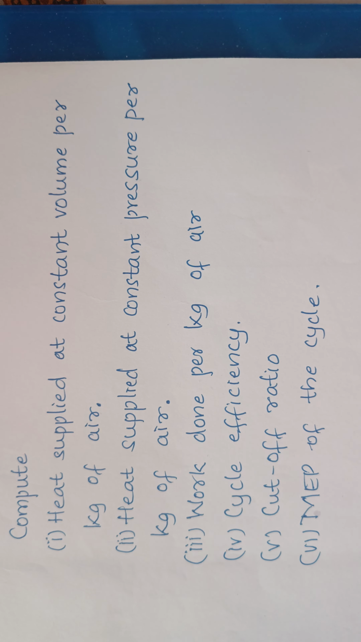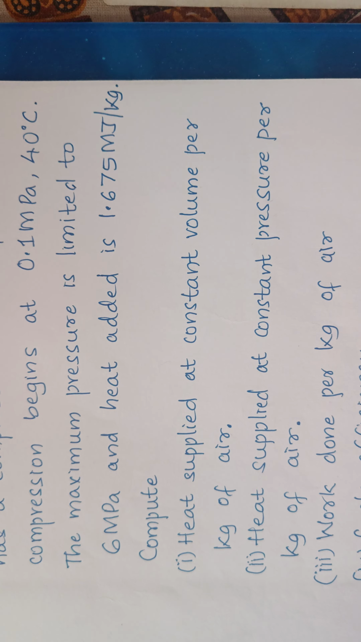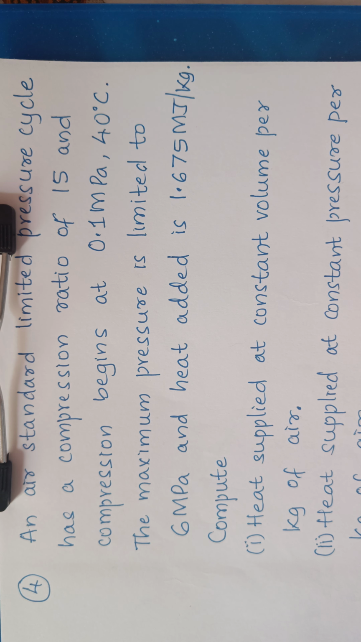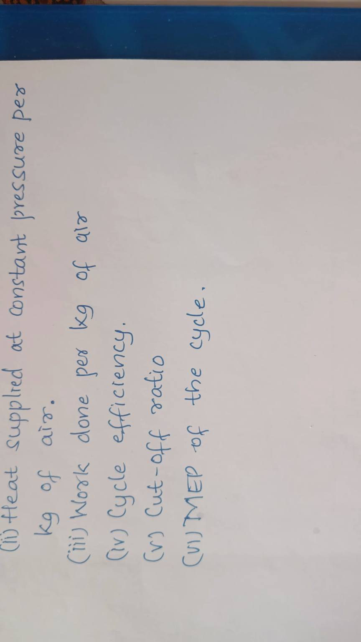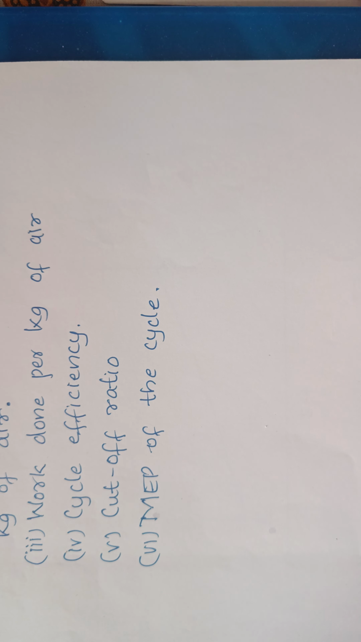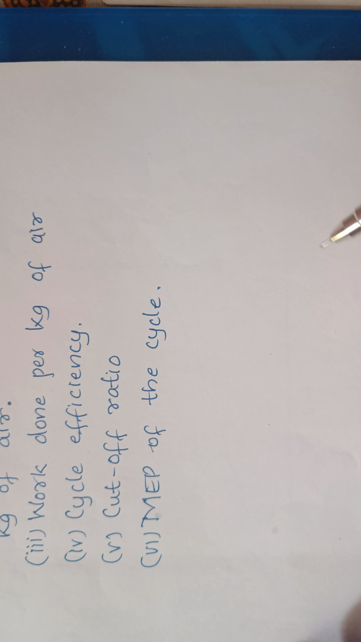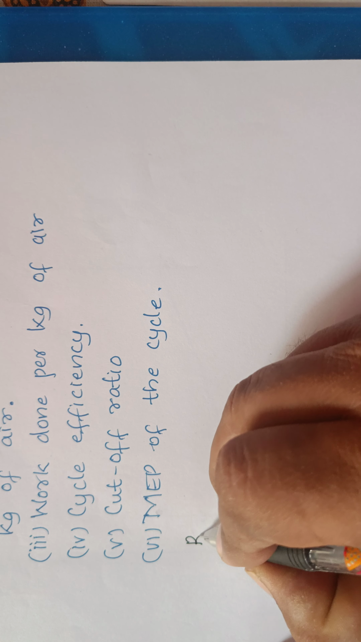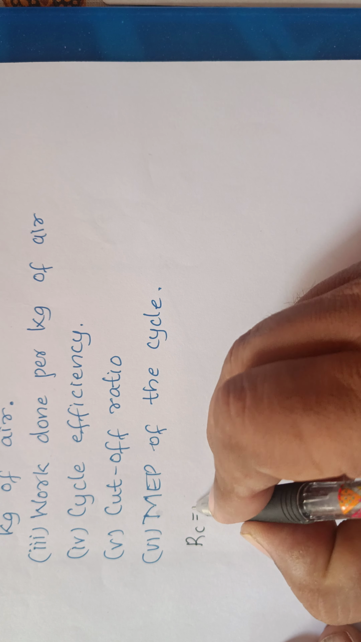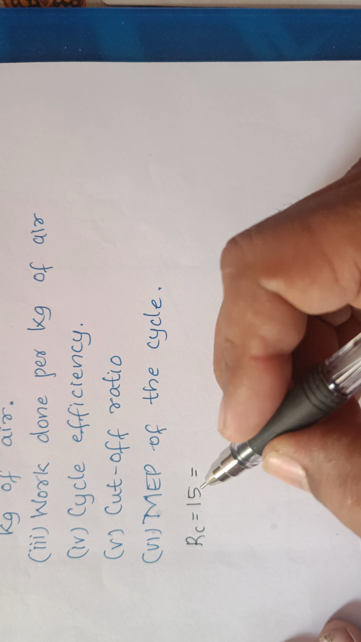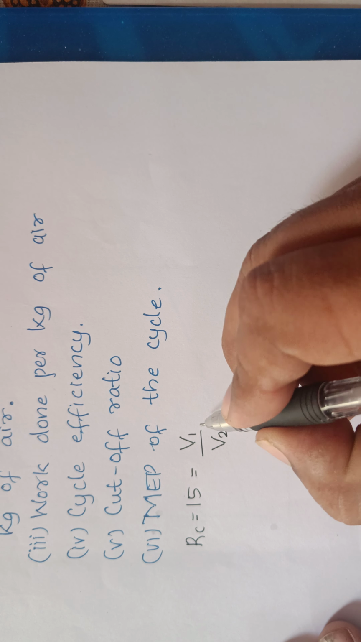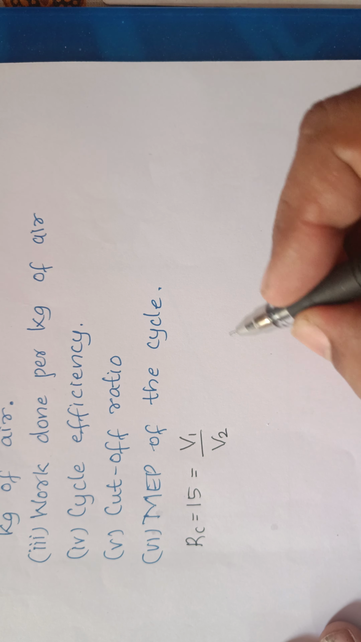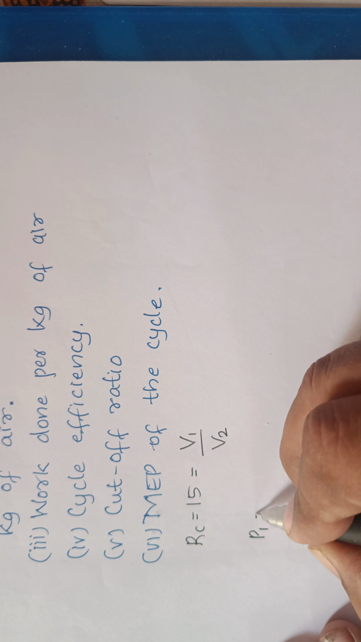As I said, this problem is on the dual combustion cycle, or limited pressure cycle. So let us first write the data given in the problem. He has given us the compression ratio, rc equal to 15. What is rc? rc is nothing but V1 by V2, or it is P2 by P1. Then pressure P1 is given to us.